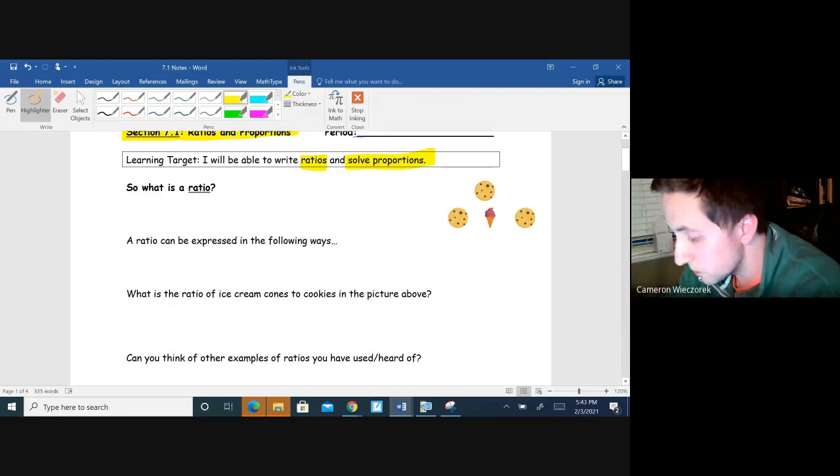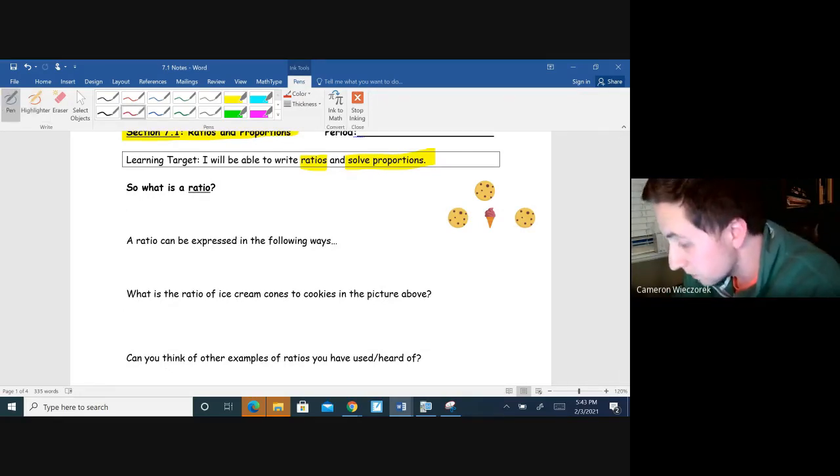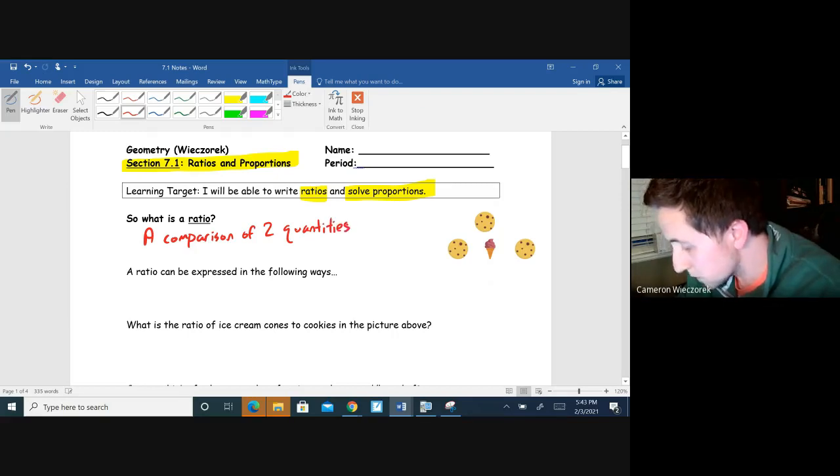This is just a comparison of two quantities, and you've heard of plenty of examples in your life before. So a ratio is a comparison of two quantities. And you can express it in three ways.